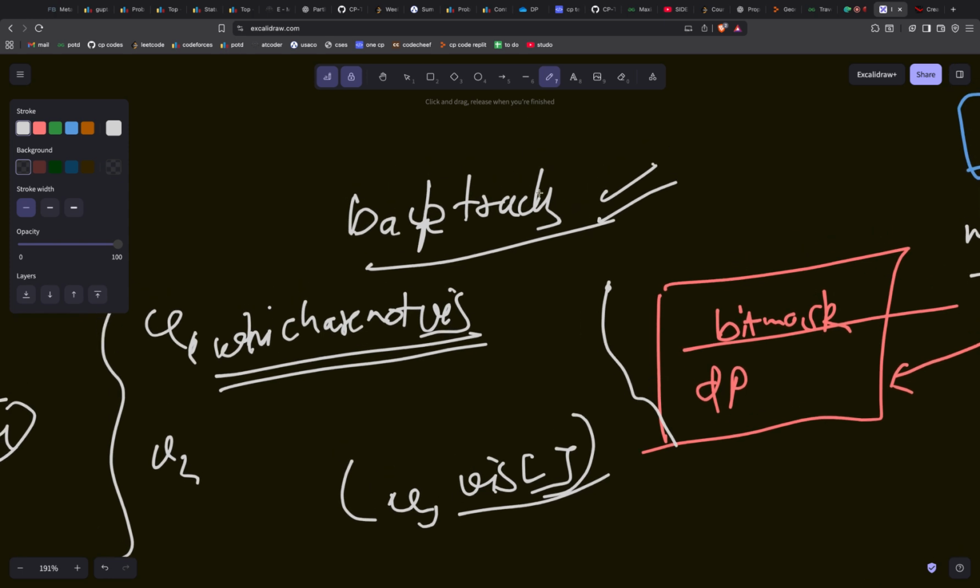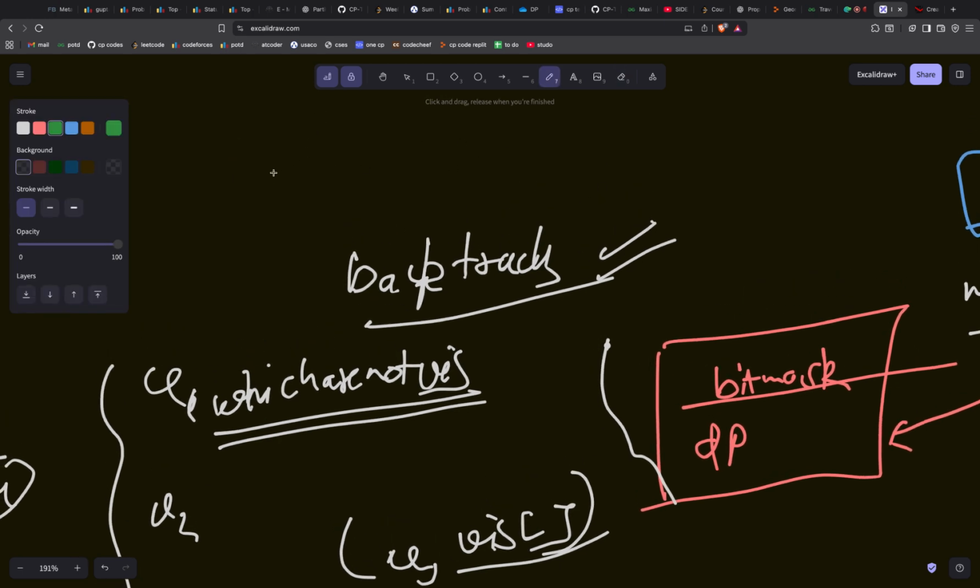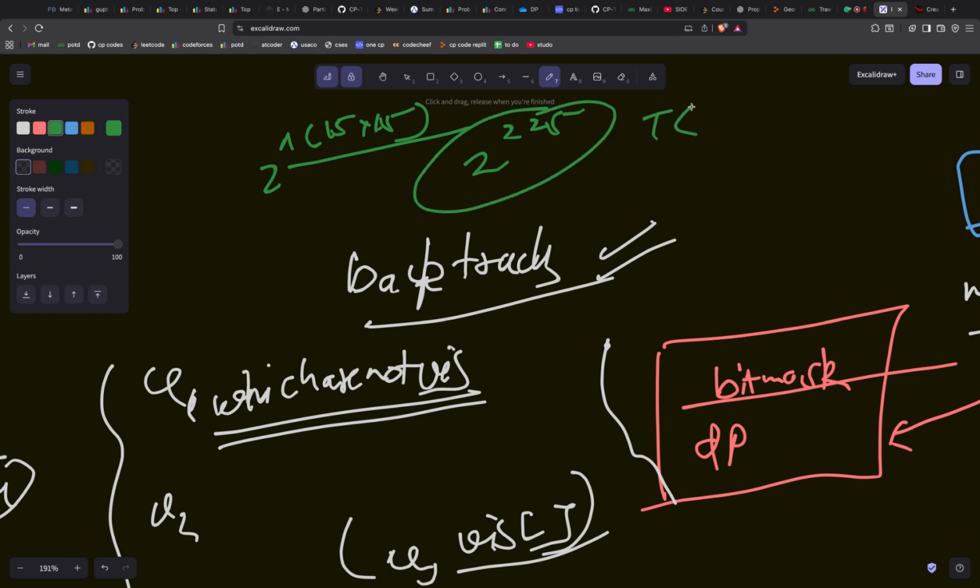The problem with the backtracking solution would obviously be that it would become exponential. This becomes exponential on the number of edges. The number of edges is 15 into 15, right? So this becomes 2 raised to power 225, I think, and this would obviously TLE. So we cannot do this.